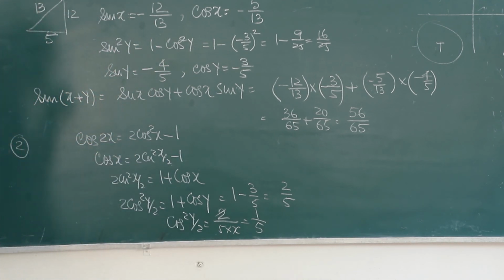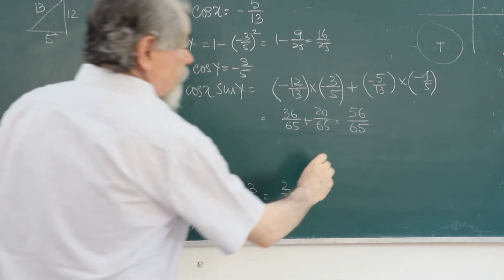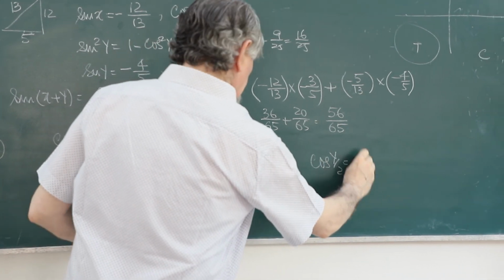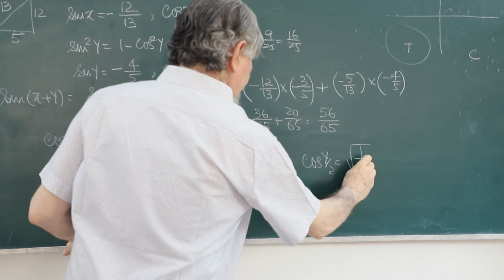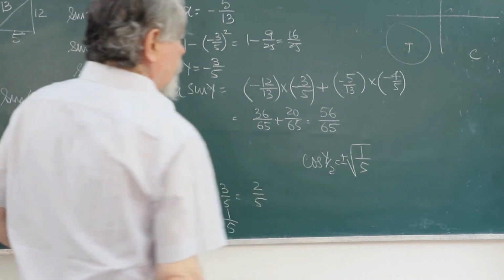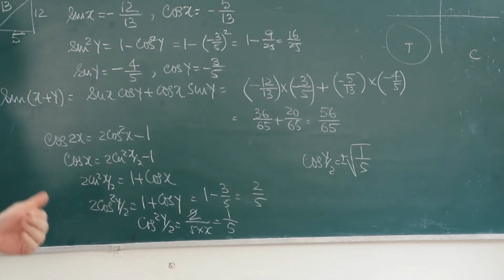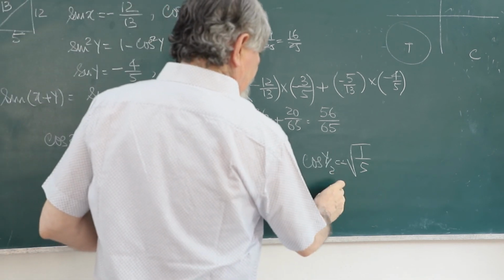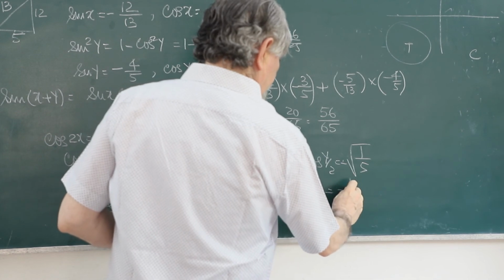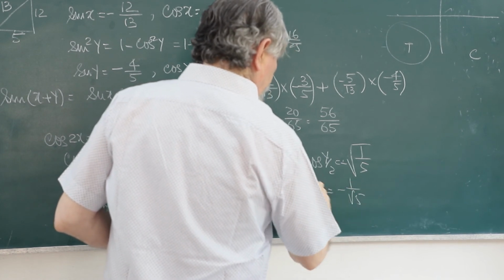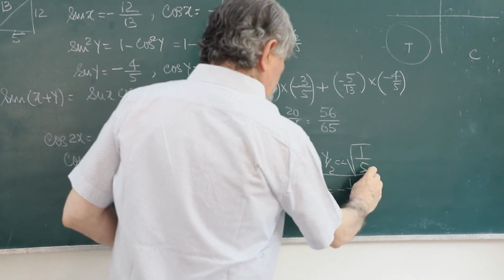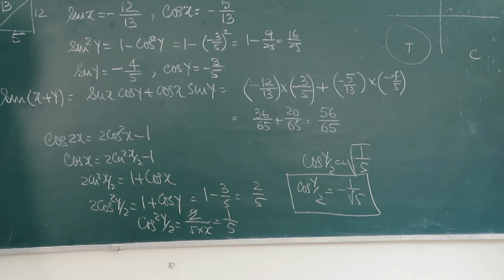Now it is cos square y upon 2. I have to calculate cos y by 2. So cos y by 2 will be plus minus under root 1 upon 5. But you know very well that it is lying in the third quadrant, so I will take only the negative sign. Cos y by 2 will be minus 1 upon under root 5.